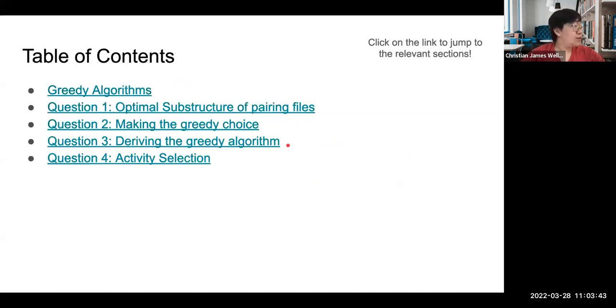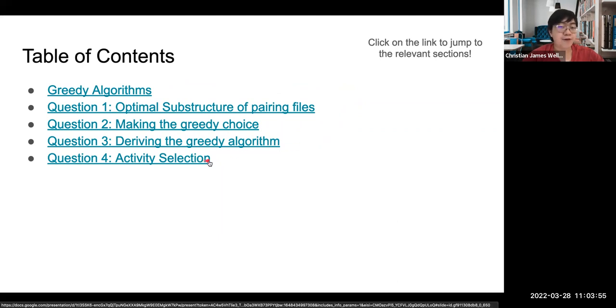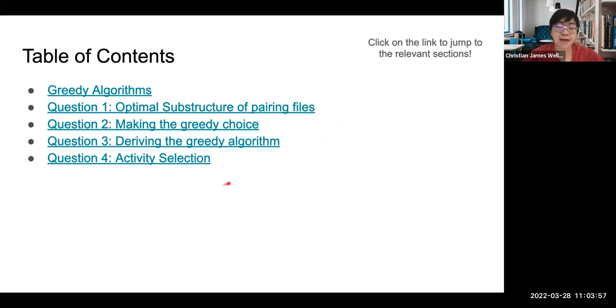Okay, so let's go on to today's table of contents. We'll just talk about greedy algorithms today. We'll go through two greedy algorithm questions. The first three questions are related to the same problem, and the fourth one is a different problem, but uses the greedy algorithm nevertheless.